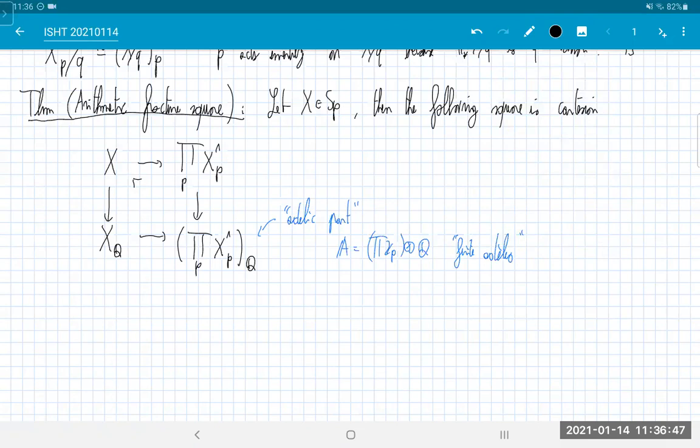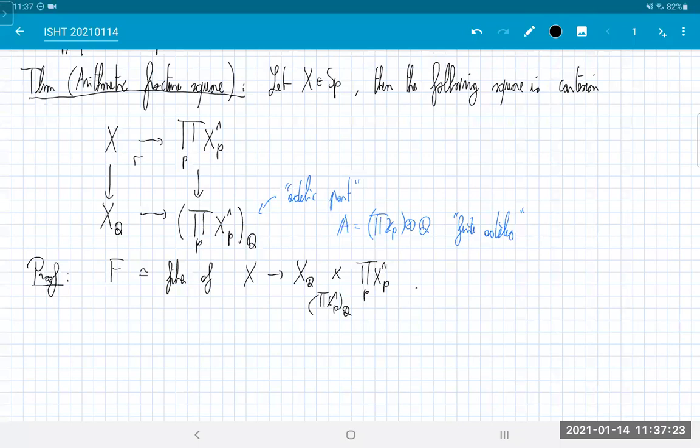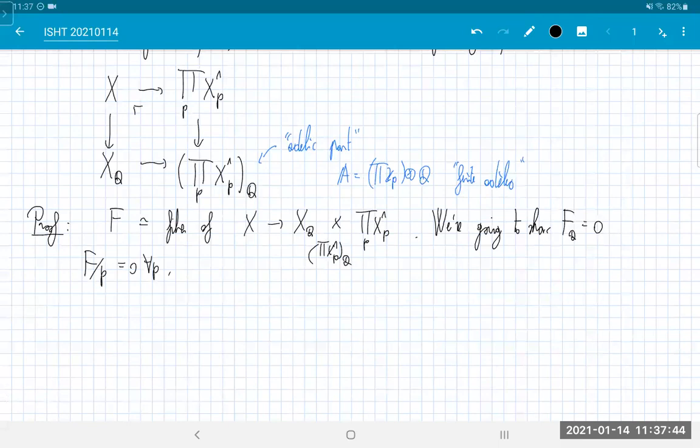Okay, is this statement clear? Okay, let me show you the proof. And the proof is not going to surprise you because it's exactly the same proof as before. So you take F, the fiber of X goes to X_Q. Fiber of this, and we're going to show F_Q is trivial and F mod p is trivial for every p. And this will conclude our argument, and as before, we just rationalize this square.